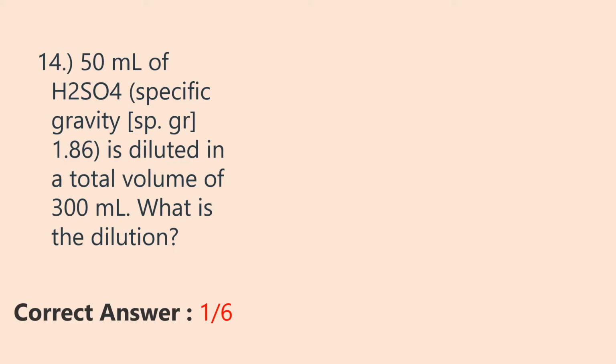So for item number 14, 50 ml of sulfuric acid is diluted in a total volume of 300 ml. So what is the dilution? So that is dilution is equal to volume of solute over the total volume of the solution. So the volume of solute is 50 ml and the total volume is 300 ml. Okay, so you have here a dilution of 1 over 6.